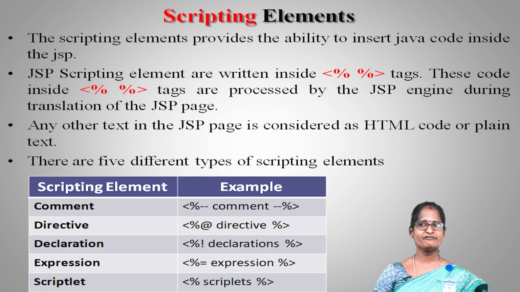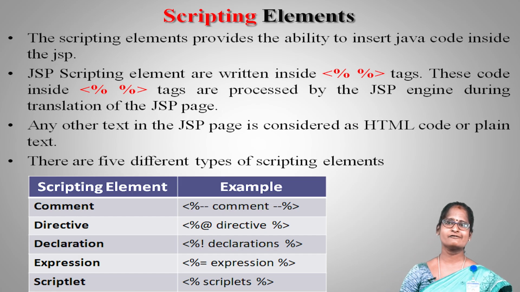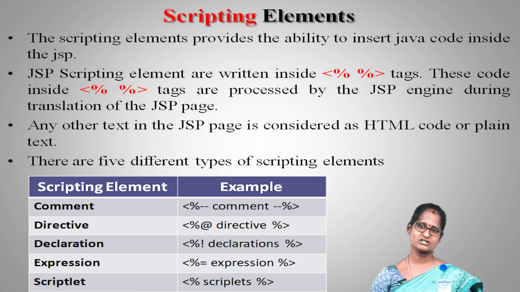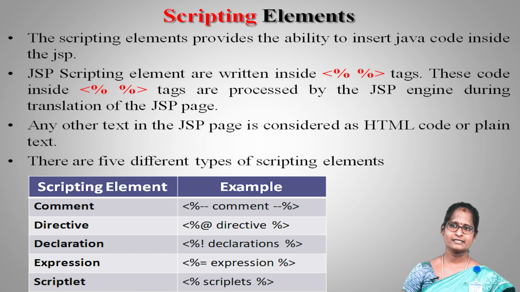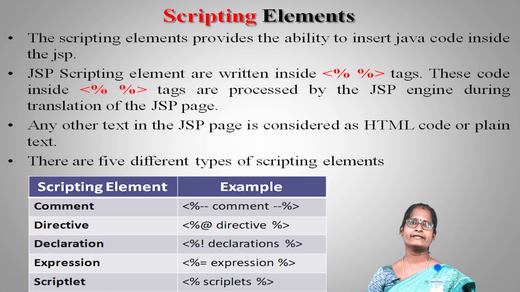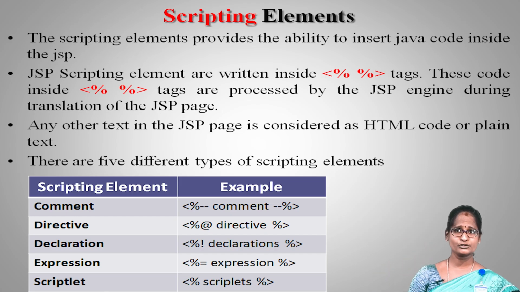These are the 5 different types of scripting elements. The first one is comment, the second one is directive, the third one is declaration, the fourth one is expression, the last one is scriptlet. These are examples of the scripting elements. The first one is comment. What is a comment? JSP comments are used to provide descriptive information or hide code from the JSP container. This is the syntax of the scripting element, that is, the comment.